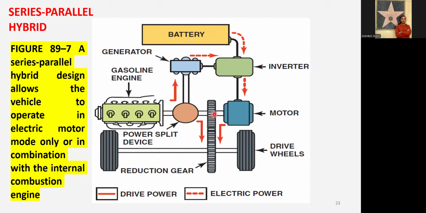From the reduction gear, it is going to the drive wheels. From this generator, it is going to the inverter. From the inverter, it is driving the motor, and the motor to the reduction gear and drive wheels. And the battery source, from the battery source, the power is coming into the inverter, from the motor, and the motor to the reduction gear and going to the drive wheels. So this is how the series parallel hybrid vehicle system works.